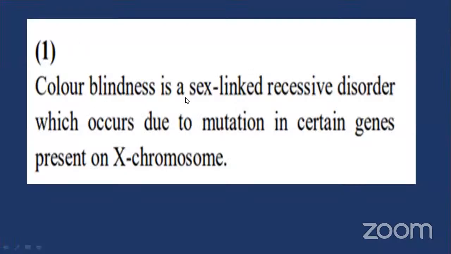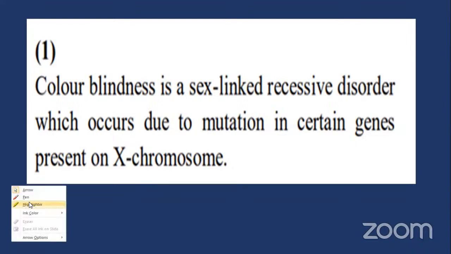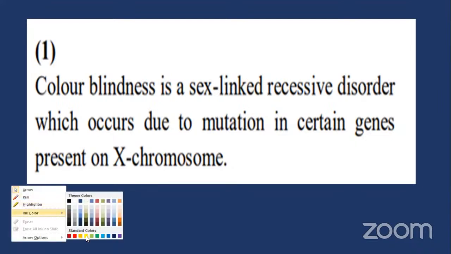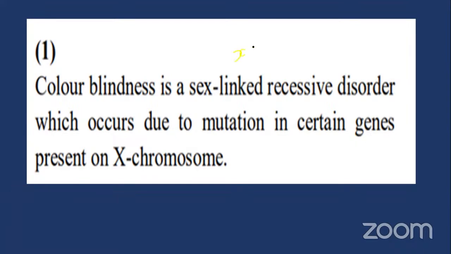See the option. Color blindness is a sex-linked recessive disorder which occurs due to a mutation in a certain gene present on the X chromosome. So that's why color blindness is called an X-linked recessive disorder. Okay, my dear, the X chromosome only is responsible for color blindness. Don't forget, X chromosome only. So now it will be X and Y. Color blindness is due to an X recessive gene. That is very, very important.